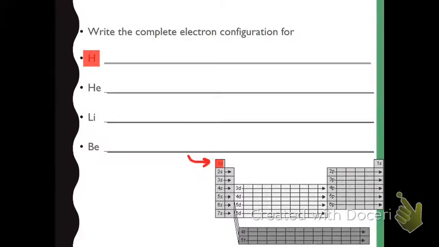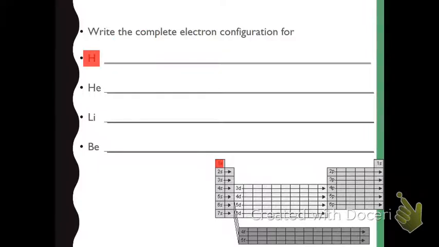Now, hydrogen only has a 1s orbital, so that's all we're going to have to write down there. But remember, we need to put an exponent on it, telling how many squares into that periodic table we had to go to get there. Well, that's just the first square, so that's 1. 1s1 is hydrogen's electron configuration.